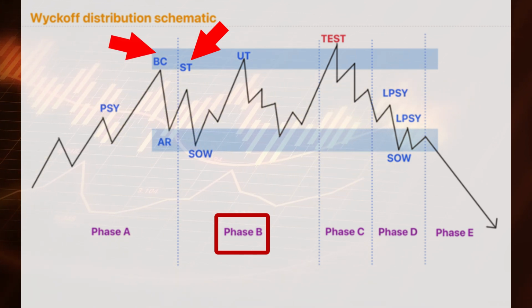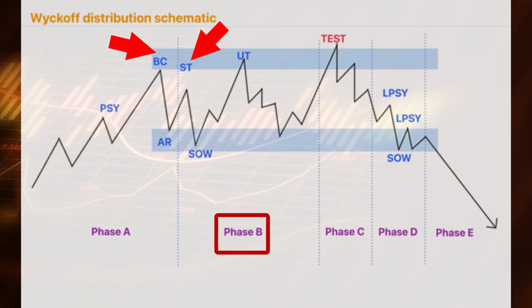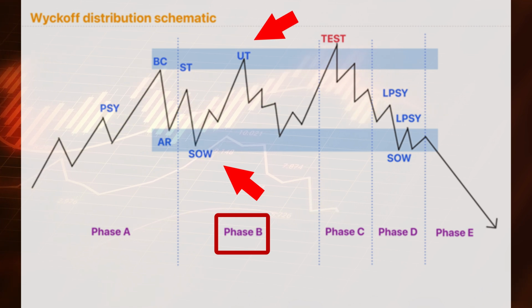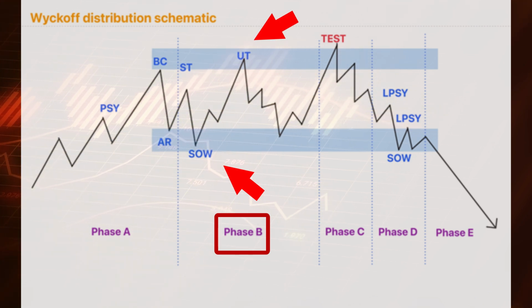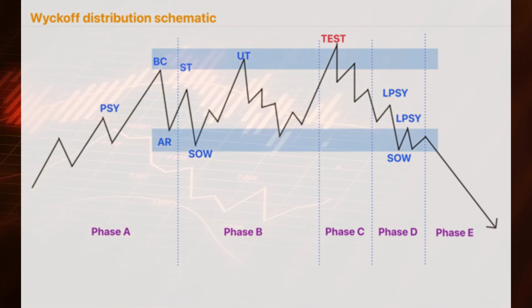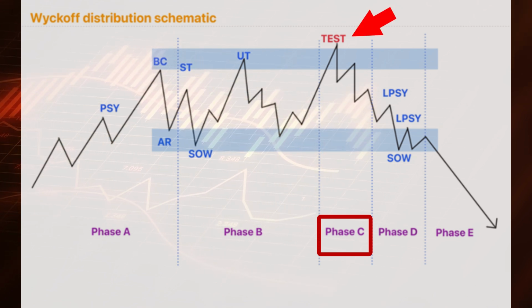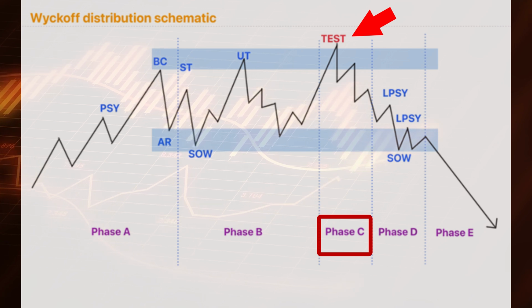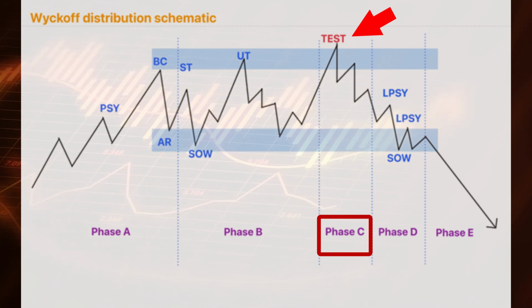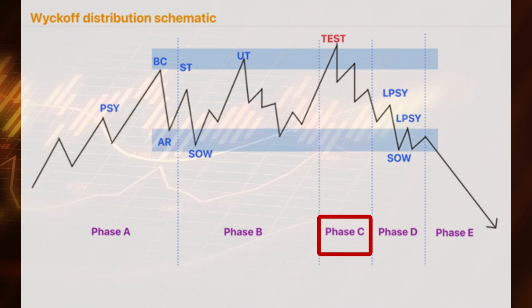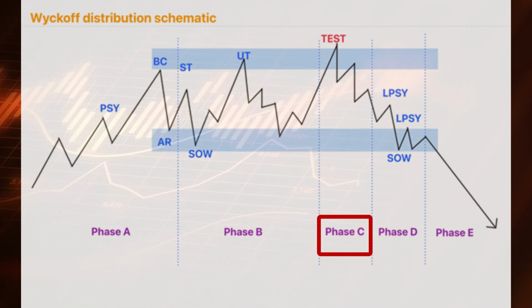We should anticipate several fakeouts at the SOW, or signs of weakness, and UT, upthrust points. The test, Phase C. The test serves the same but opposite function as the spring in the accumulation phase, the bull trap before the downtrend. While this level does get broken, it doesn't change the picture of the cycle.